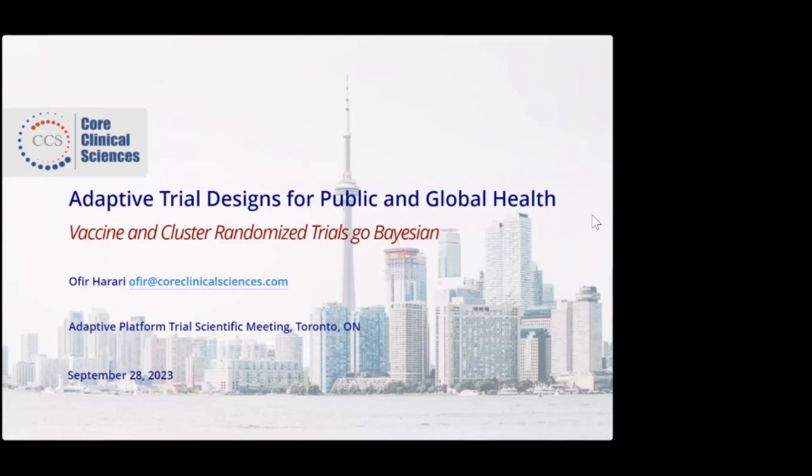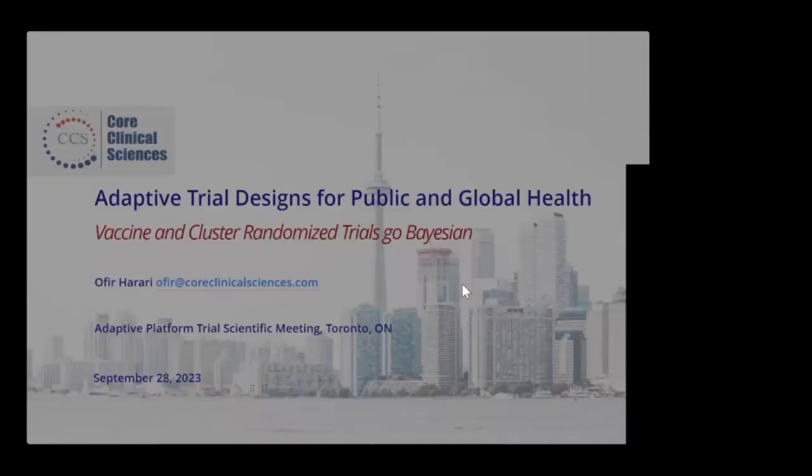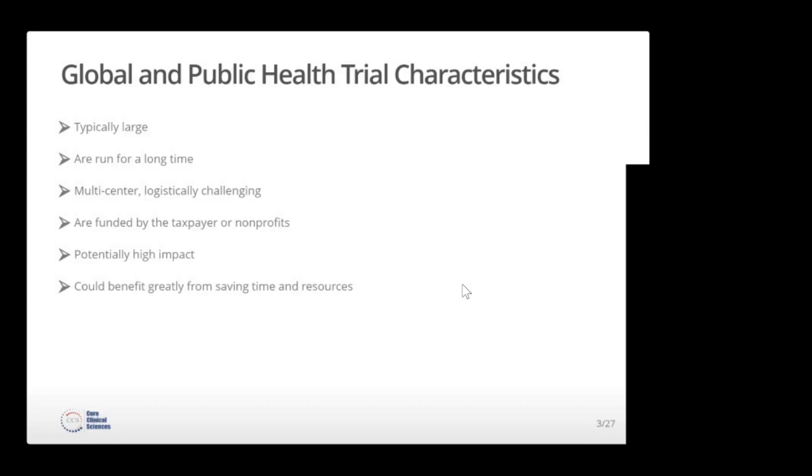Unlike the stated scope of this talk, I will not be presenting any case studies. Instead, I'll be presenting novel methodologies for two common types of public and global health trial designs in a Bayesian adaptive setting. Before we talk about the specific types, I'll be discussing the particular features or characteristics of global and public health trials.